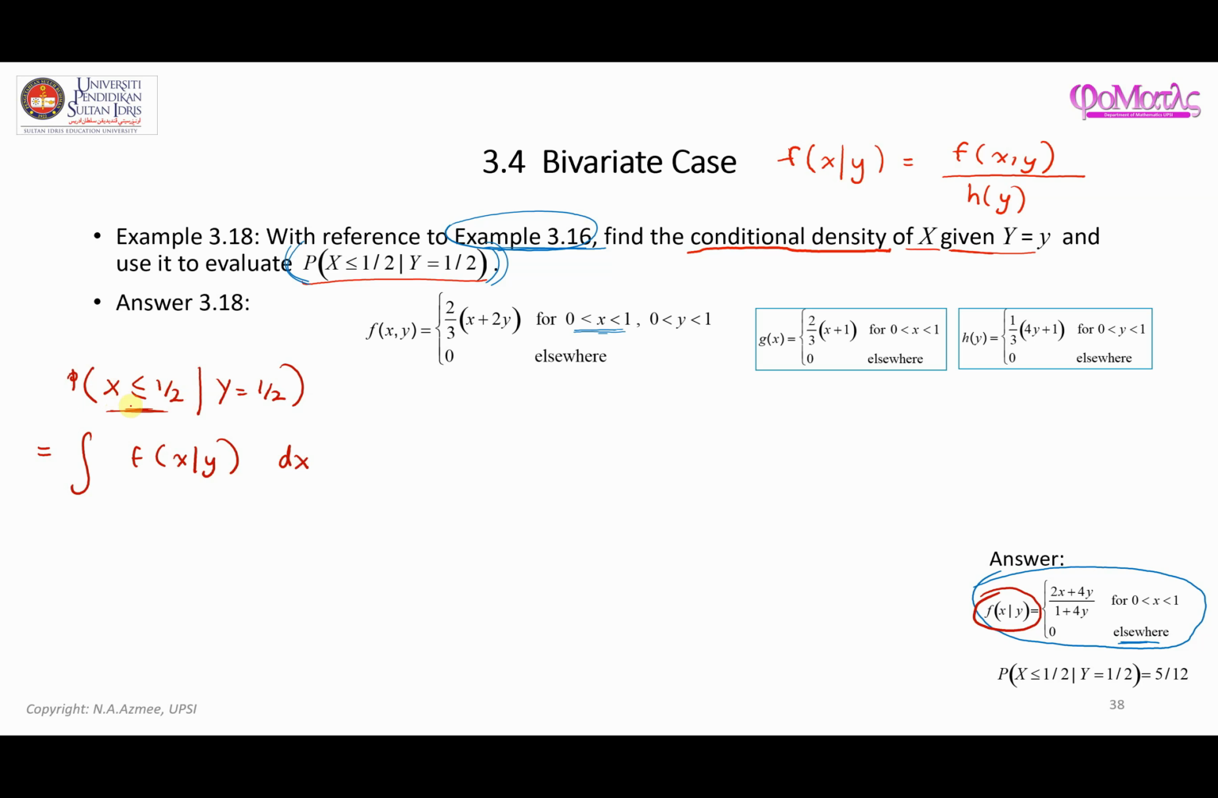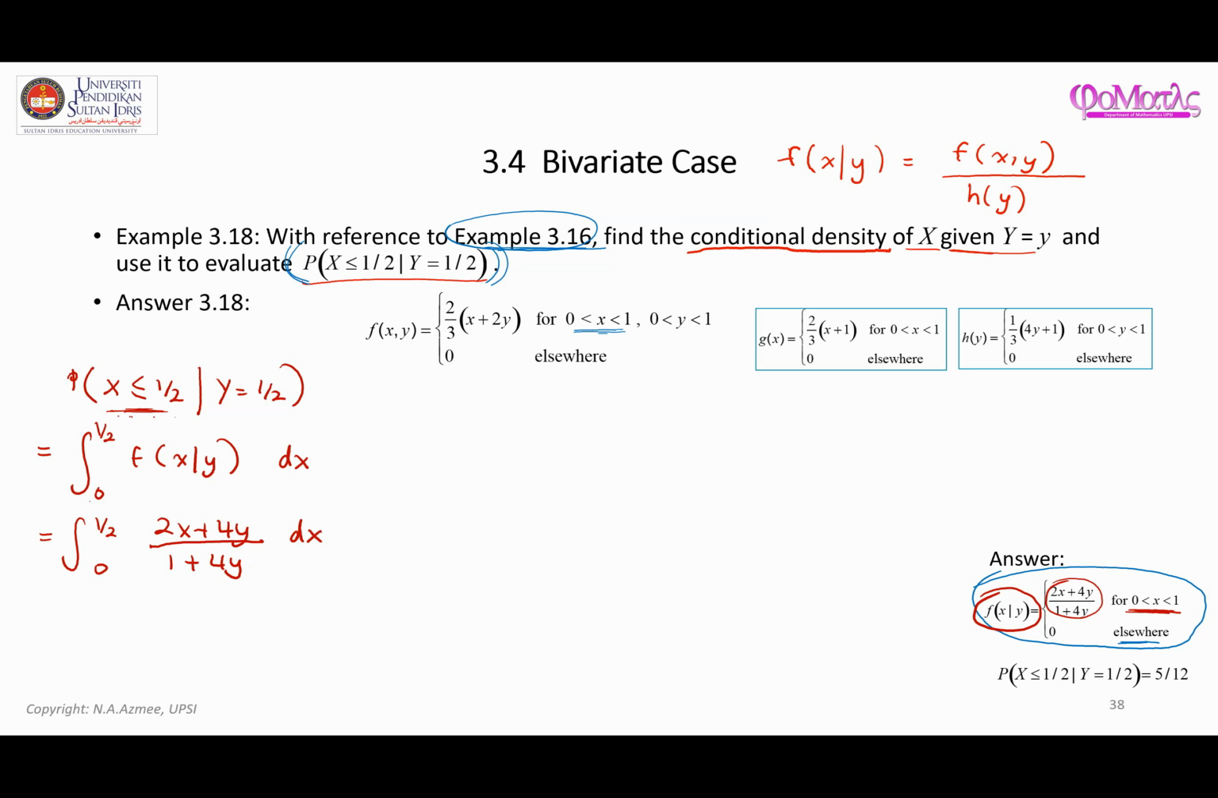Here we'll tell you what limit you need to plug in. We know that this function is for x between 0 and 1, and what we're looking for is x less than or equal to half. So 1 over 2 will be the upper limit, and 0 the lower limit. Now I'm just going to write down the conditional density given right here: (2x plus 4y) over (1 plus 4y) dx.